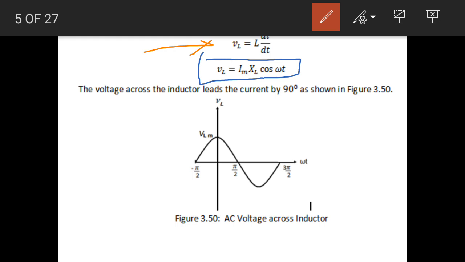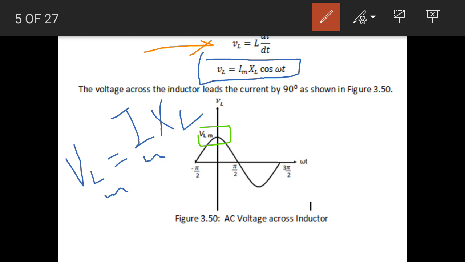So the maximum value or the peak value of this AC voltage is represented by VLM, which is equal to the maximum value of the current multiplied by XL. So this quantity represents the peak value or the maximum value of the AC voltage across the inductor.